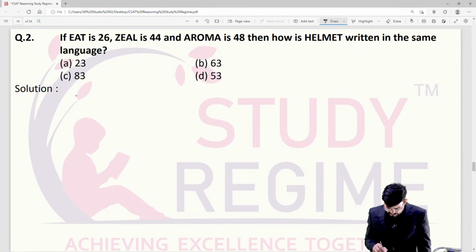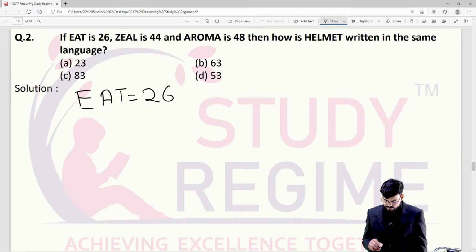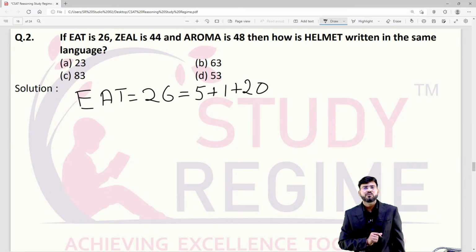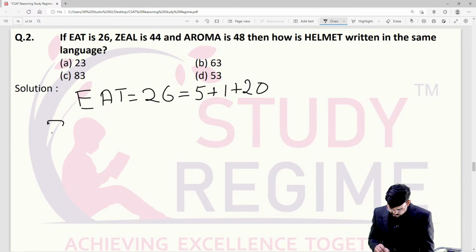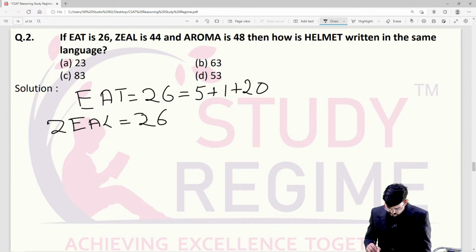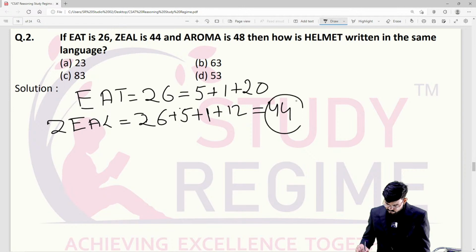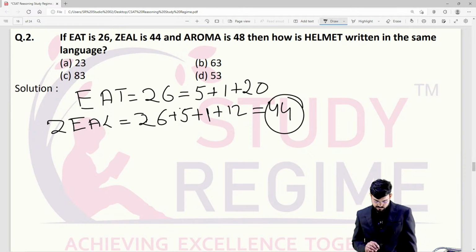Here in this question it is given that EAT is equal to 26. Clear? How are you getting that? E is coded as 5, A is 1 and T as 20. If you add these numbers you will get 26. Similarly, ZEAL: Z is 26 plus 5 plus 1 plus 12. You will get this as 44.